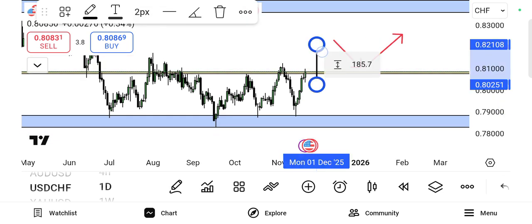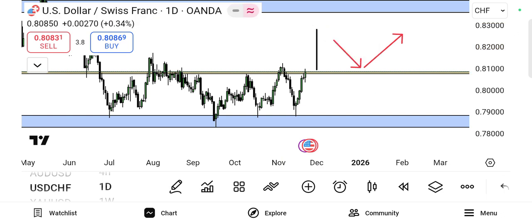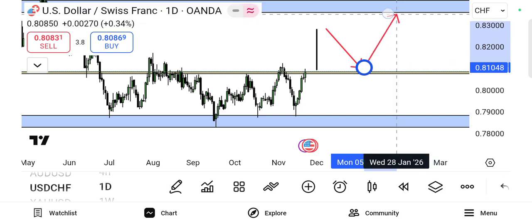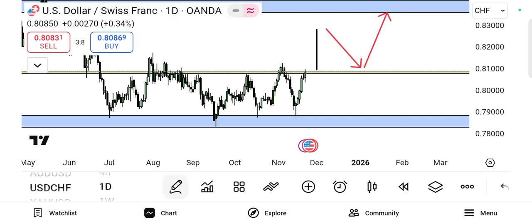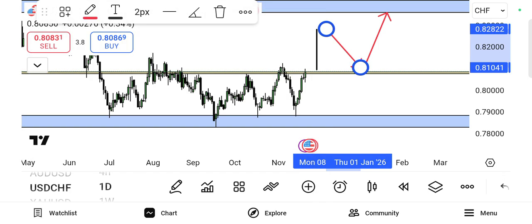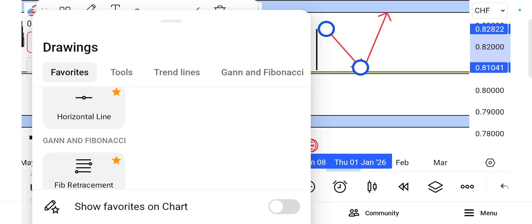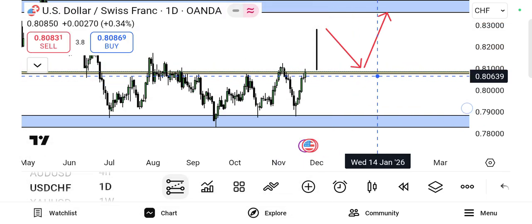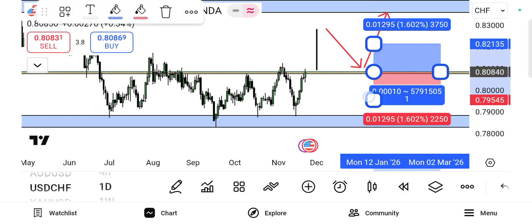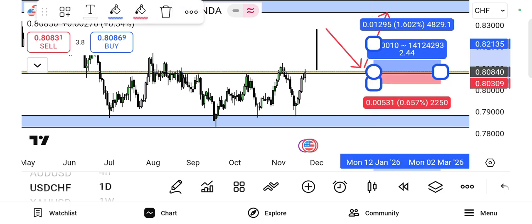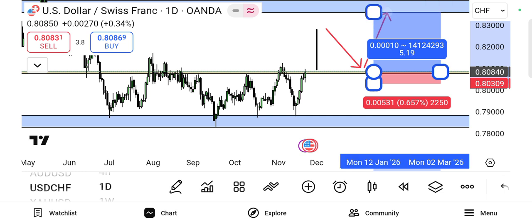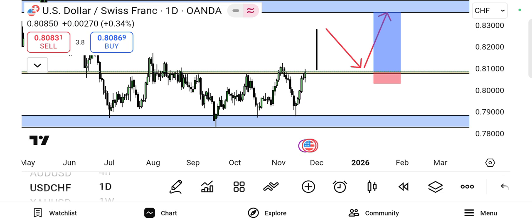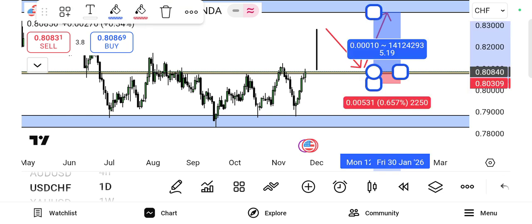We'll be waiting for a pullback, then a continuation to the upside. So how many pips will this be? For a long position, this will be like a 1 to 5 risk to reward. So that would be massive. A 1 to 5 risk to reward, yeah, it will be massive.